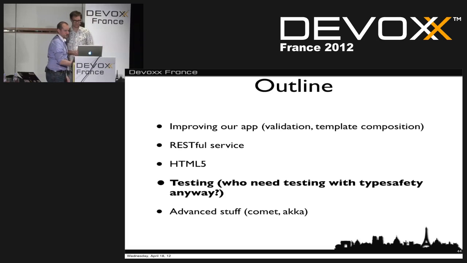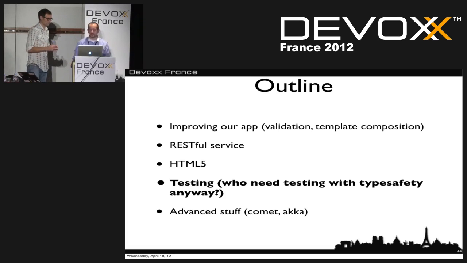Okay. So actually, do we really need to do testing? No. So it's type safe anyway, so we don't do testing. Yeah, we don't need any testing, right? It's all type safe. Our tests are written by the compiler, right? No? We need testing?